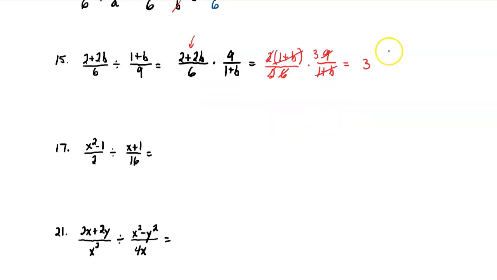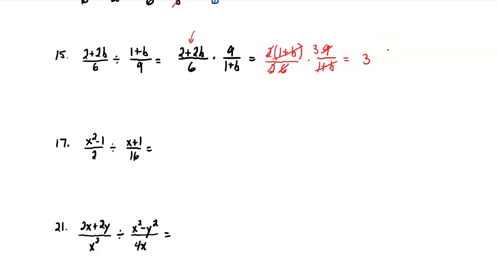Now question 17 is dividing fractions. I want to change to multiplication, but I know from the last problem that once I have multiplication, I want to have factored form for any polynomials. So to save writing, I'm going to do both things at the same time. The x squared minus 1 factors as x plus 1, x minus 1.